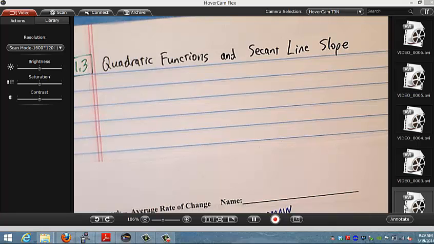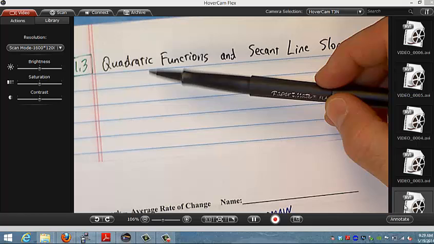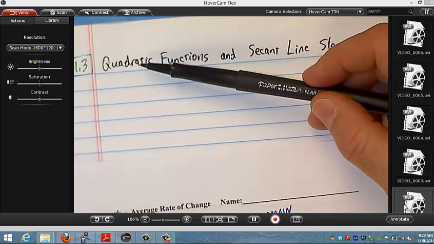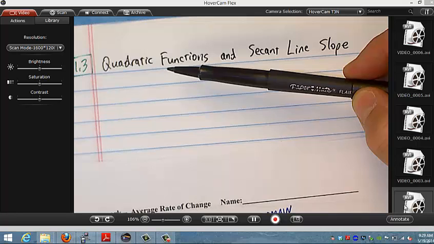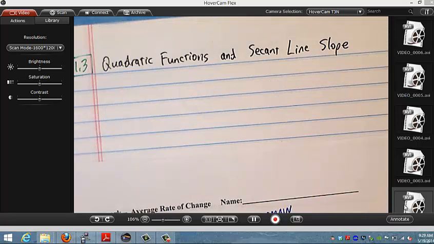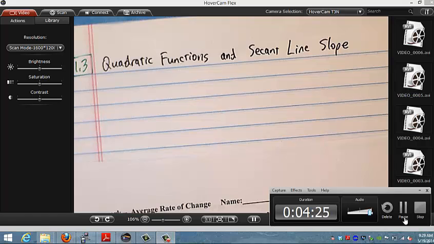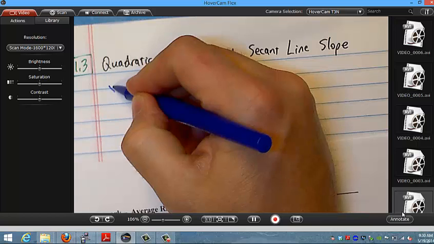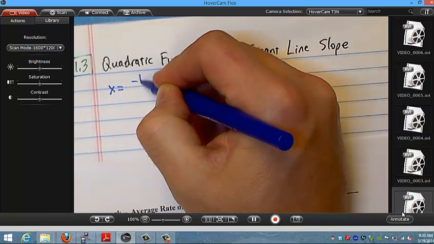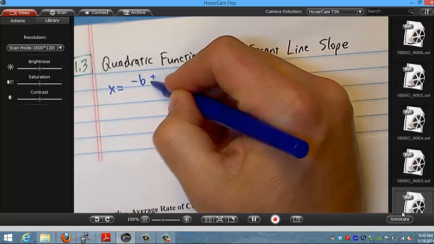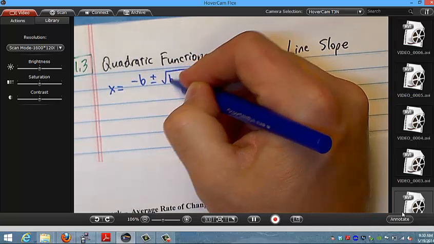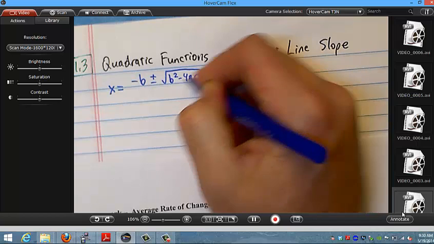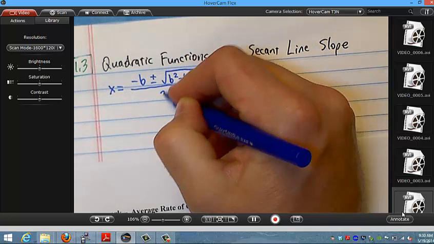The word quadratic, usually what's followed by the word quadratic? Quadratic what? All right. We're going to pause for a minute and let you and your group see if you can recite the quadratic formula to each other. My algebra teacher, I remember 9th grade, negative b plus or minus the square root of b squared minus 4ac all over 2a.